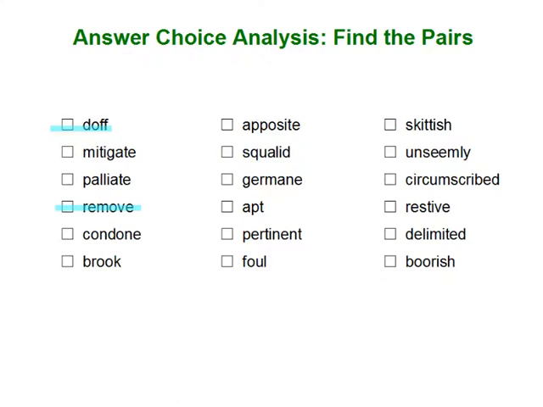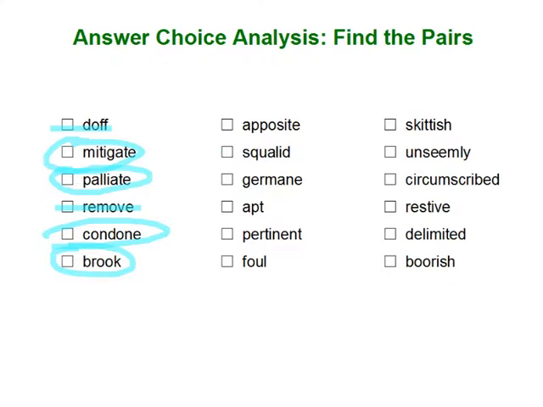The only current usage I can think of is to doff your hat or to doff your cap, to say hi to a lady or something. Also, mitigate and palliate, both very nearly meaning the same thing: to make less severe, of course. Palliate is more often used in a medical circumstance, and mitigate more often used perhaps in a common or even a legal circumstance. Condone and brook, the other pair here, the third pair.